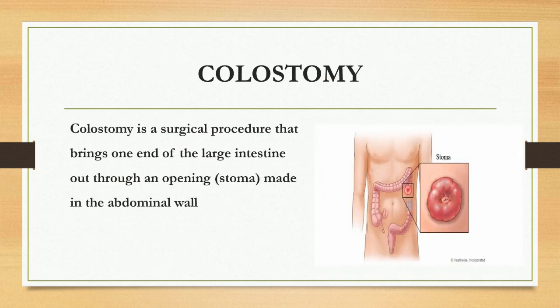Let's talk about colostomy. Colostomy is a surgical procedure that brings one end of the large intestine out through an opening made in the abdominal wall. The opening is known as a stoma. In the picture, you can see this is the large intestine. One end is brought out through a small opening, which is known as a stoma, in the abdominal wall.